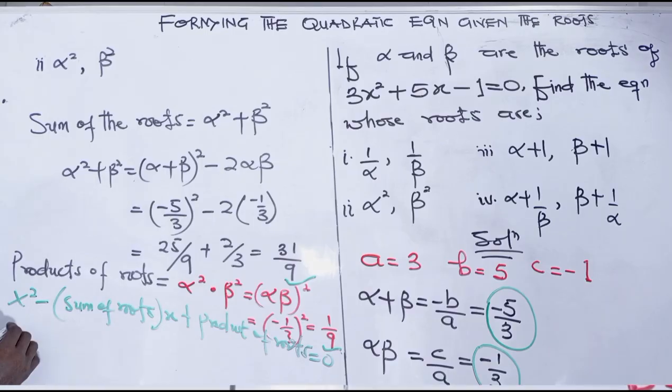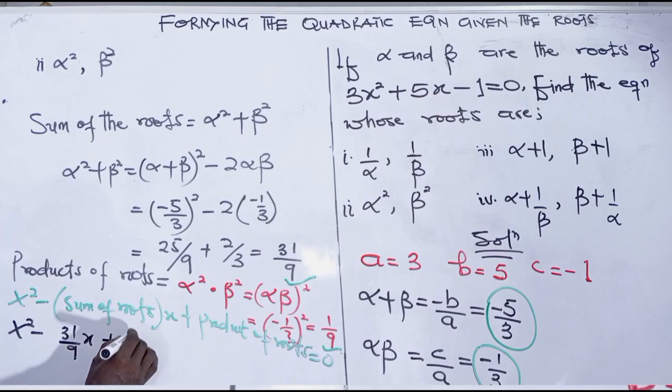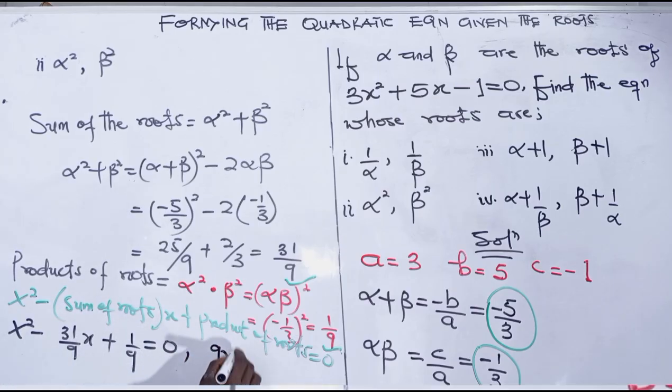So we have x squared minus sum of the root, we had 31 all over 9, and then we have x, and then product of the root, we have 1 over 9 is equal to what? 0. So when you simplify further, you are going to get 9x squared minus 31x plus 1 is equal to 0. Let's look at the third one.